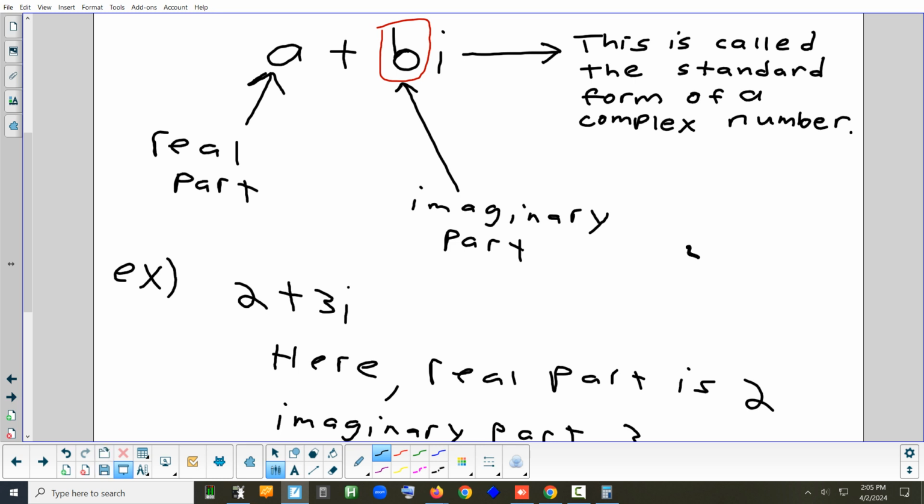What if I wrote something like this? 5. What's the real part there? It's 5. And what would be the imaginary part? There's none. There isn't one. So what do you think we would put for it? Would you put an i next to it still, or no?